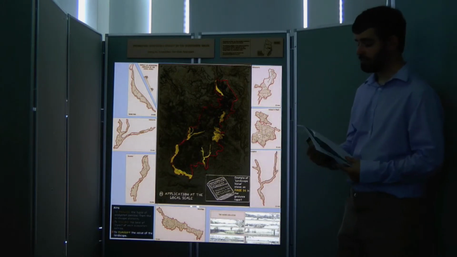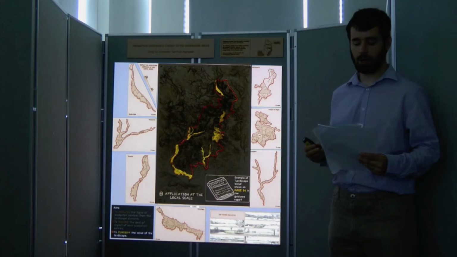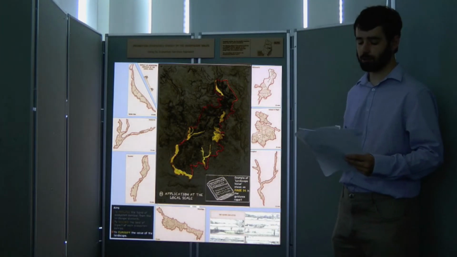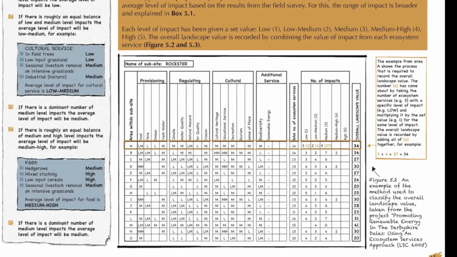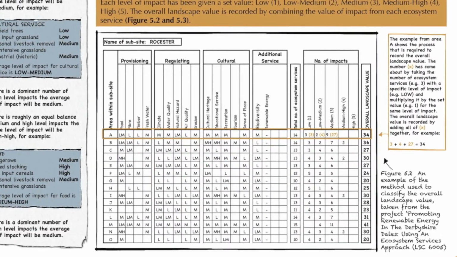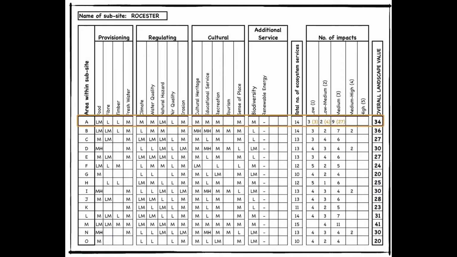And then the final stage is classifying the overall landscape value, and this is where the criteria really takes an objective approach. So if you turn to page 14 in the guidance report, you see an example of how to classify a landscape value. In the middle table, under number of impacts, in the columns on the right, you will see that each level of impact has been given a set value. So for example, low is 1, low to medium is 2, and so on. I've taken the ecosystem services with these specific impacts and placed them under the appropriate value.